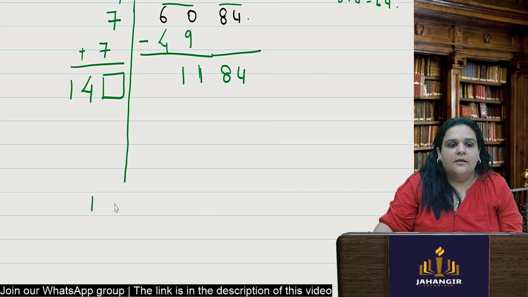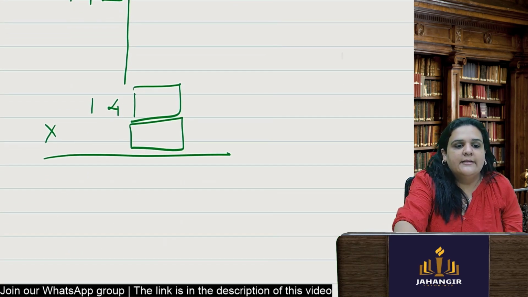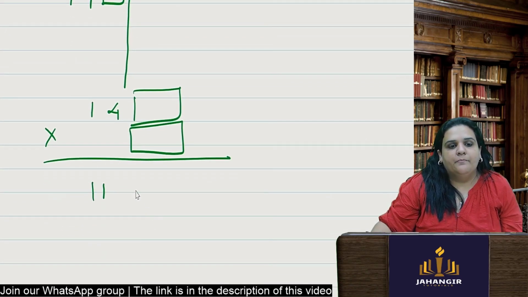So let's try. If I'm doing 140 some number here, I'll multiply by which number? I can get the answer as 84.